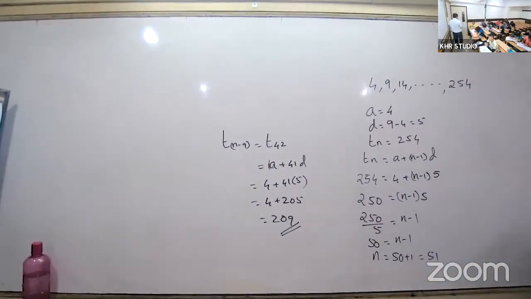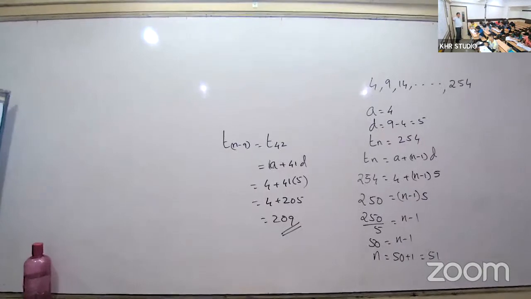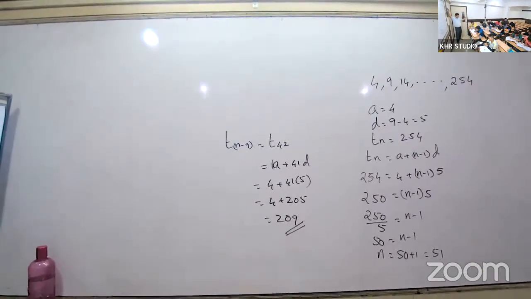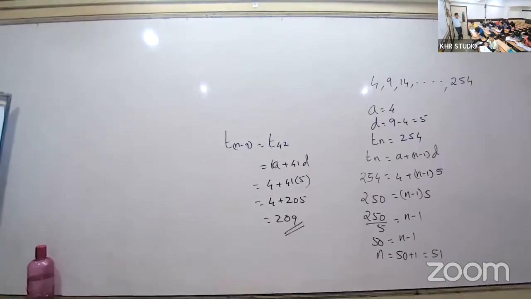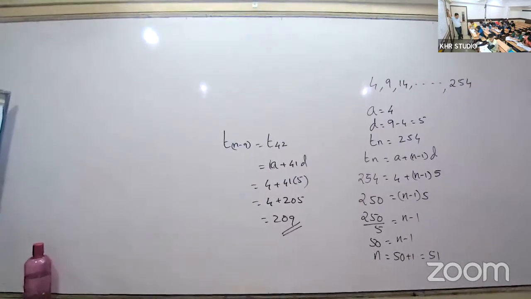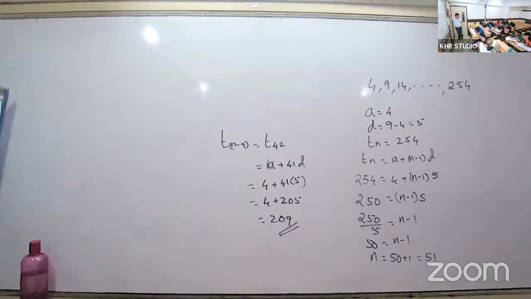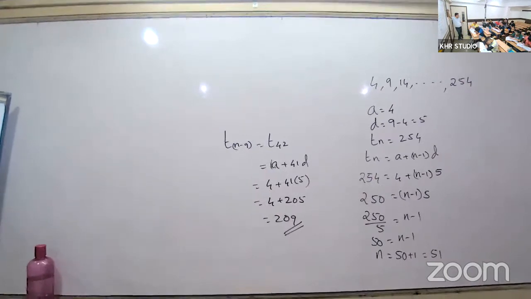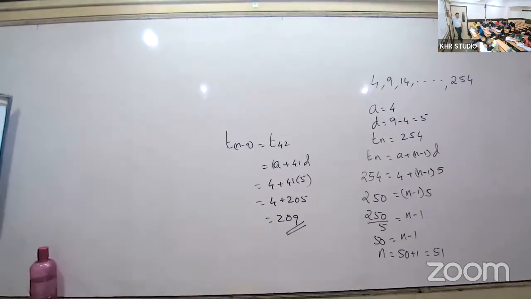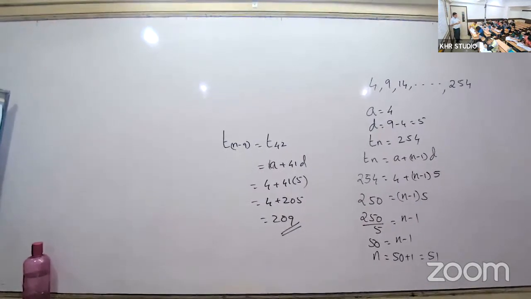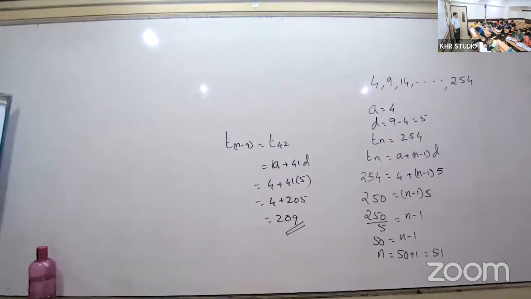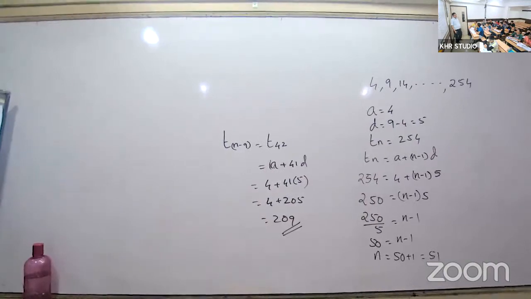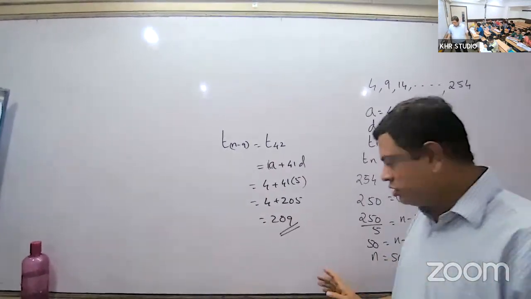You count and see: the last term is called the first term from the end. The second last term is the second term from the end. The third last term is the third term from the end. That way you have to find it. T51, T50. Now, are you all done? Yes, sir. There's a little shorter way I can tell you. This much is clear to all of you?